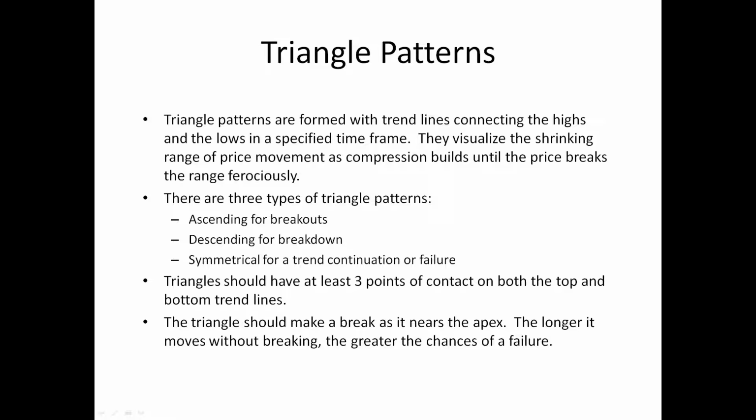Now, what I mean by failure is usually if it gets close to the apex, right to the point, what happens is it's usually going to fail and then create a wedge. But we'll do wedges another time. Now, triangles should have at least 3 points of contact on both the top and bottom trend lines. So it's very easy to identify, very simple rules. The triangle should make a break as it nears the apex. And the apex is that break point, the tip of the triangle.